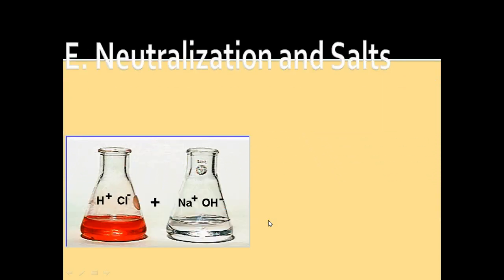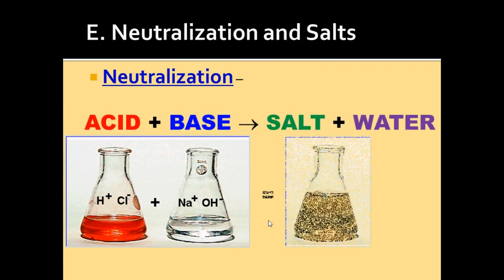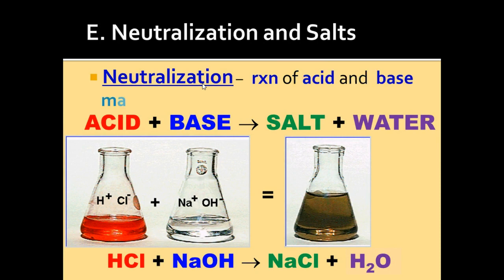And so now we're going to be talking about neutralizations and salt. We have an example of a neutralization reaction, and neutralization reactions are reactions of acids and bases that make salt and water. So neutralization reactions happen so they neutralize each other, and so there's no acidity or alkalineness in the product. And it always forms a salt and water.